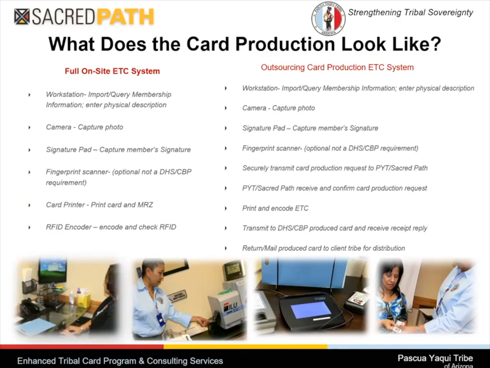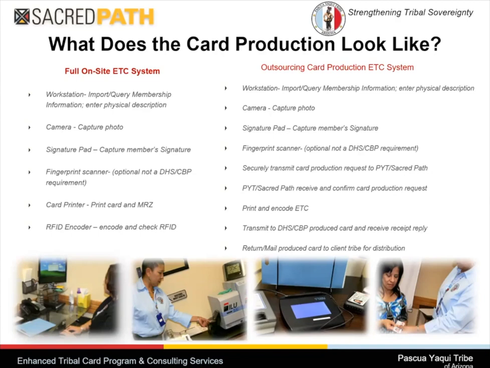It does require that your tribe would have a workstation to capture the member's photo, and again, their signature. You would need a card printer. You would need an RFID encoder, which is a radio frequency identification encoder that writes the information to the chip. And then you would also need your own direct VPN, or virtual private network, to send those requests to DHS CBP, as explained in the push model.